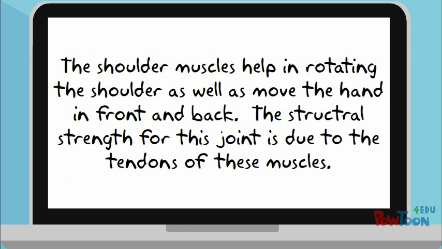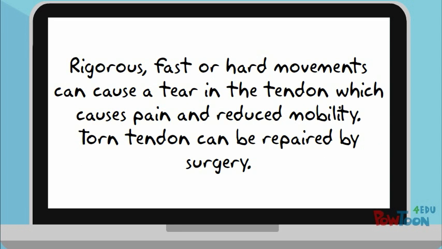The shoulder muscles help in rotating the shoulder as well as move the hand in front and back. The structural strength for this joint is due to the tendons of these muscles. Rigorous, fast, or hard movements can cause a tear in the tendon, which causes pain and reduced mobility. A torn tendon can be repaired by surgery.